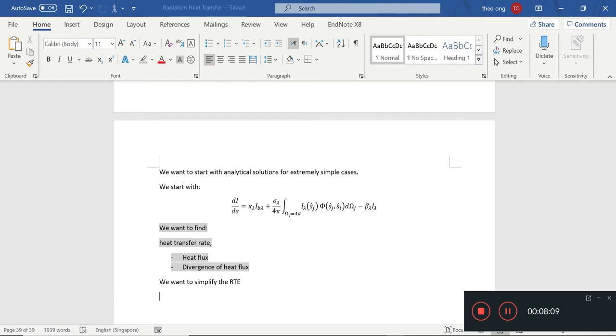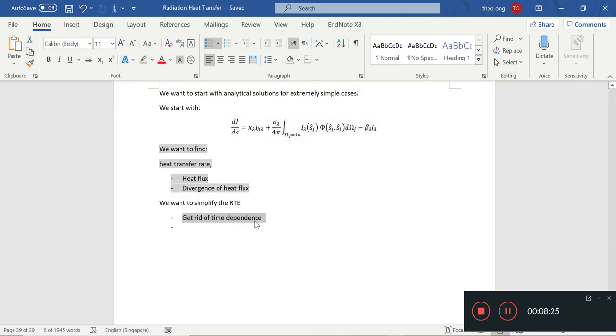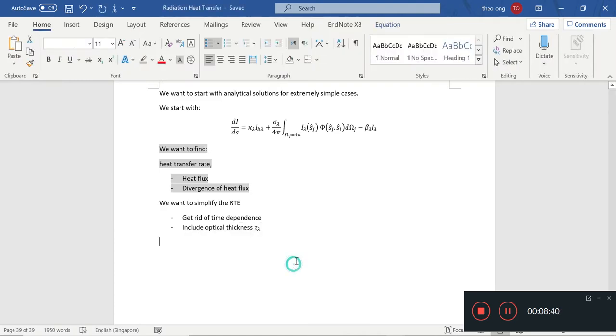There are two things we want to do. We want to get rid of time dependence, and secondly, I'll get to this shortly. You're wondering, where's this time dependence you're talking about? Okay, I'll show that shortly. And the second thing is to include optical thickness. Optical thickness is the tau lambda we were talking about earlier. So at least these two will help to simplify our radiation transport equations so it's slightly more palatable.